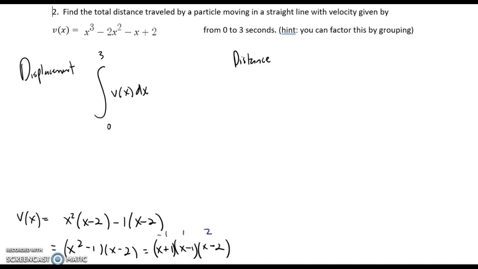Okay, so we just have to worry about these two guys, right? Because that's in our interval. So in other words, the distance is going to be given by, I'm going to integrate from 0 to 1. And then I'm going to integrate from 1 to 2. And then I'm going to go from 2 to 3.